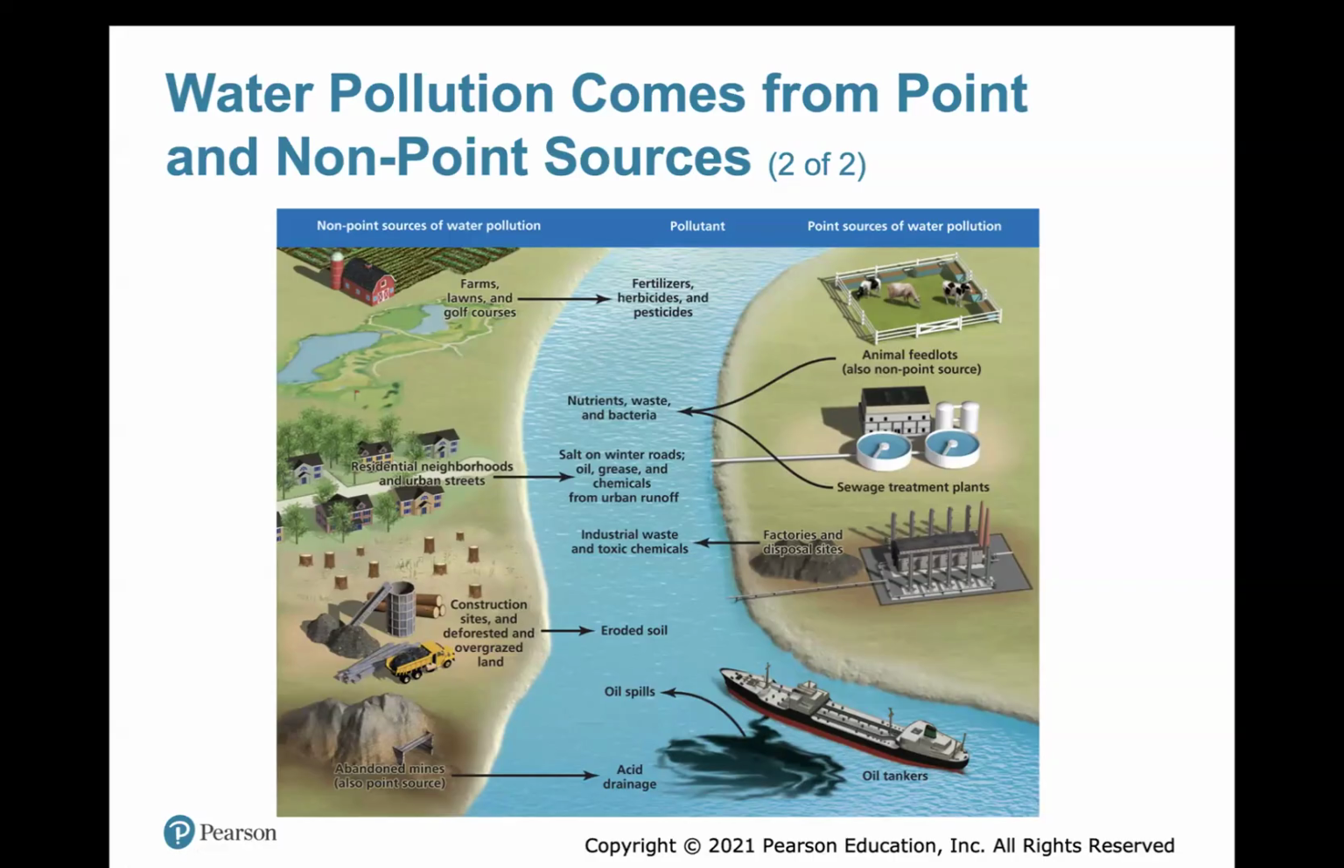So many impacts on water are not visible. pH can change. We can't tell by looking at water. Nutrient concentration, dissolved oxygen. So they need to be monitored chemically.